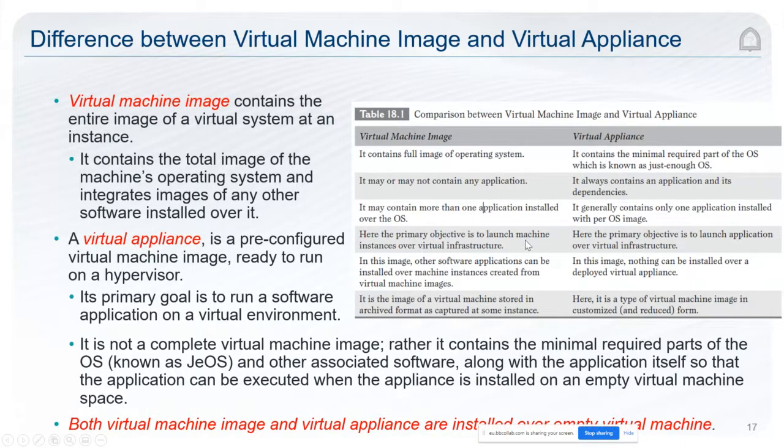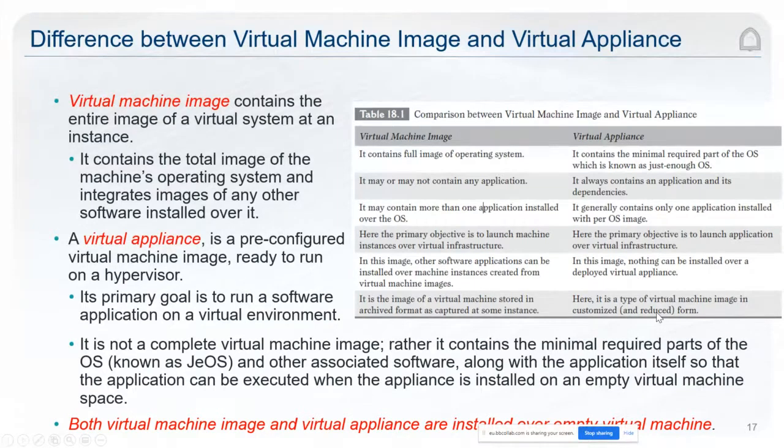The primary objective is to launch machine instances. Here, the primary objective is to launch an application. In this image, other software applications can be installed over machine instances. In this image, nothing can be installed over a deployed virtual appliance. It is here in the virtual machine image. It is the image of a virtual machine stored in an archival format as captured at some instance. Here, it is a type of virtual machine image in customized and reduced form.